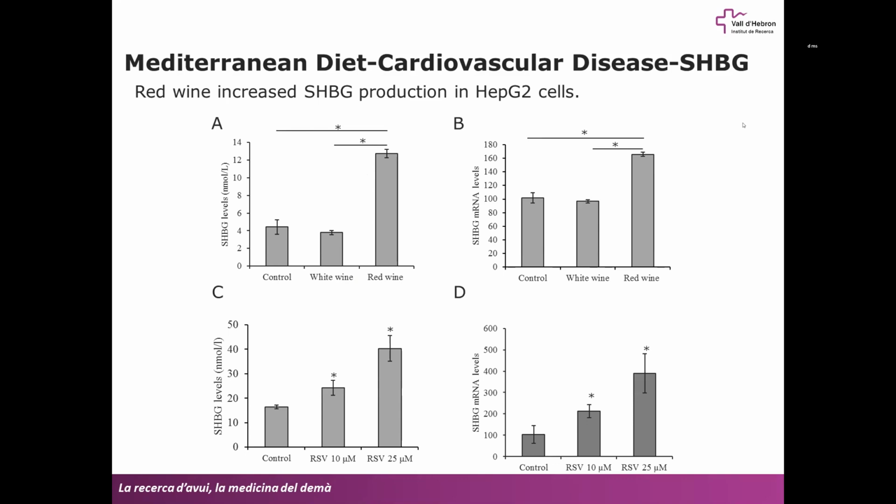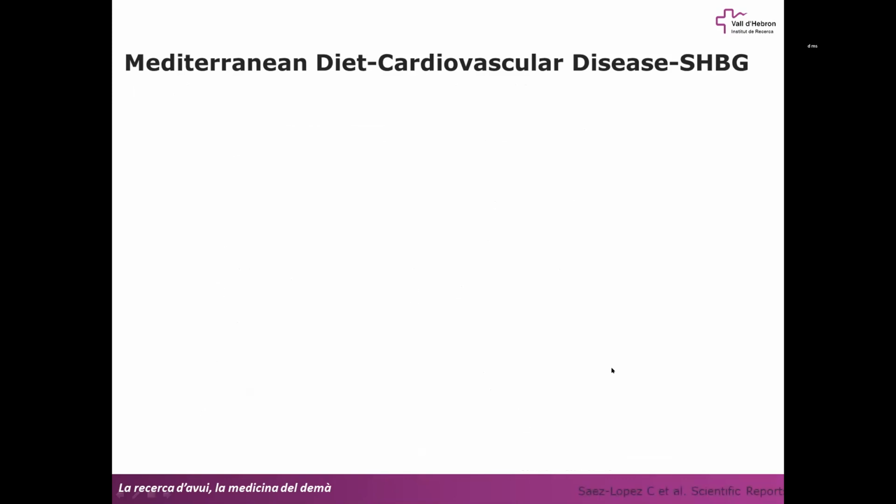So we started reading, because I don't drink, so I didn't know anything about wine. But we saw that the difference between red wine and white wine sometimes is the amount of resveratrol. So we took this resveratrol and we give it to the cells, and as you can see, we can mimic the effect of the red wine at protein and mRNA levels.